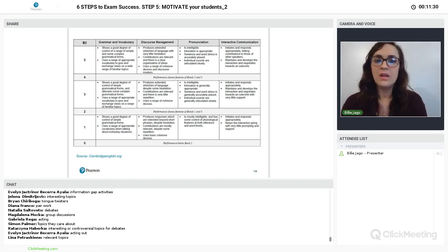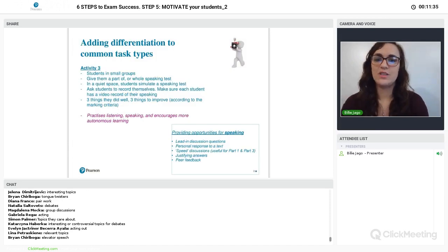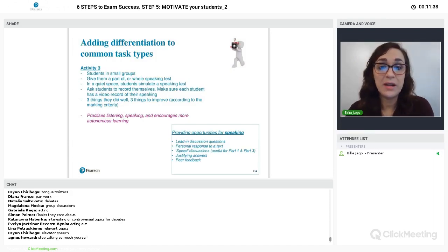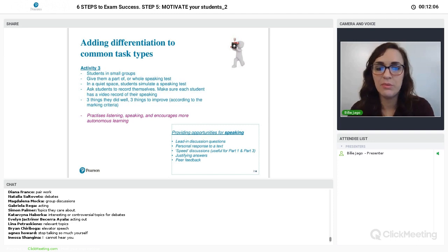So an activity we can do to practice speaking and listening is to put students into small groups and give them a practice speaking test, which can be one section or the whole test if time allows you or you think it'll be beneficial. So get each group to find a quiet space and to simulate a speaking test, but recording themselves. So once each student has had the chance to speak on video, get them to watch their video back and to write 3 things that they thought they did well, again according to the examiner's marking criteria that we've just looked at, and 3 things that they might need to improve as well.